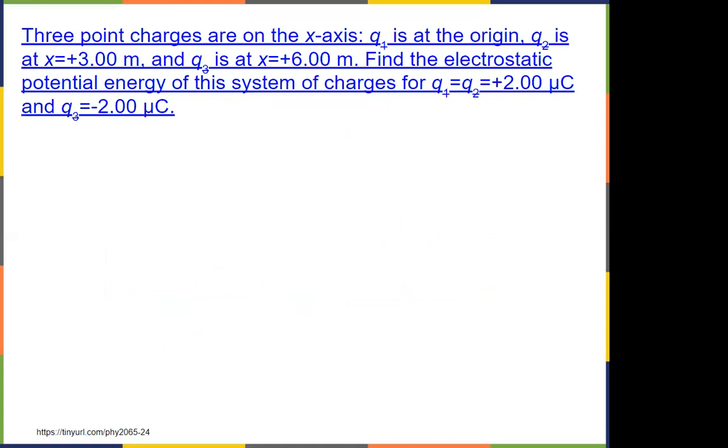Let's take a look at this one, where three point charges are on the x-axis: Q1 at the origin, Q2 at x equal to 3, and Q3 at x equal to 6. Find the electrostatic potential energy of the system if Q1 and Q2 are the same, 2.0, and Q3 is minus 2.0. They are in microcoulombs.